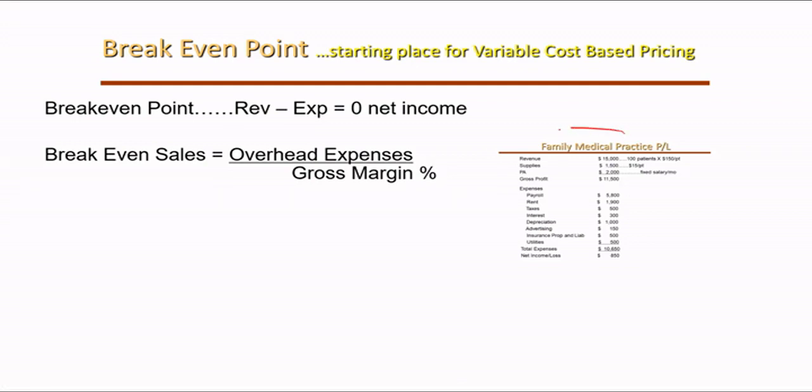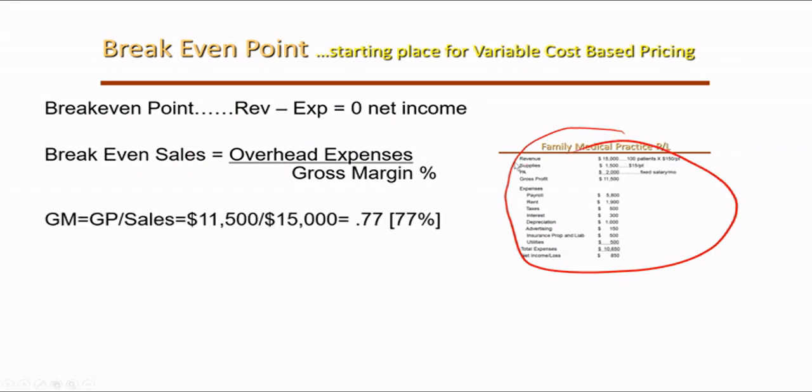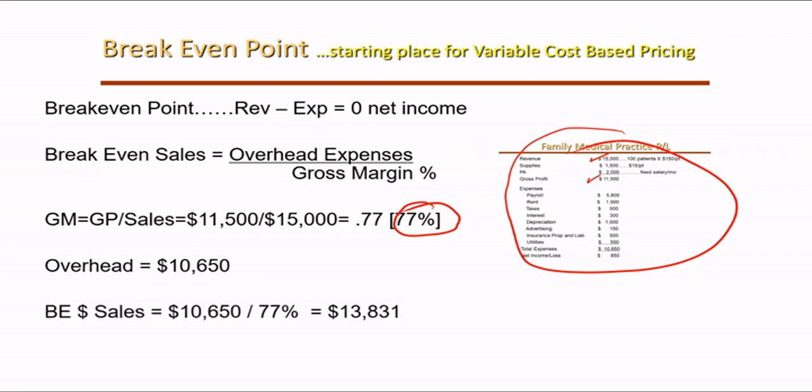Referring to the profit and loss statement for the family medical practice, we can determine that the gross margin for this business is the gross profit divided by sales, which in this case is $11,500 for the gross profit, divided by the revenues of $15,000, which gives us a 77% gross margin for the business. And so we can calculate, using overhead expenses, the break-even sales dollars point of the business as the overhead divided by the gross margin gives a break-even sales point of $13,831.